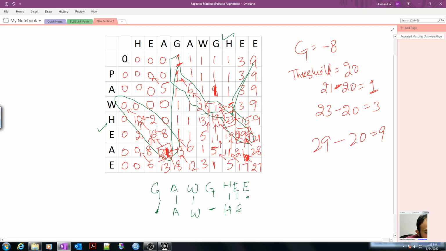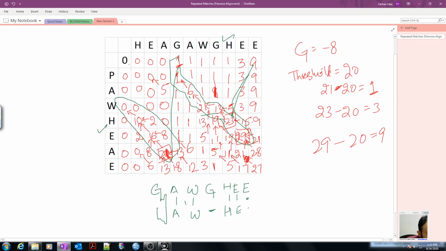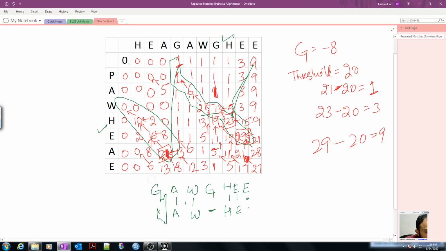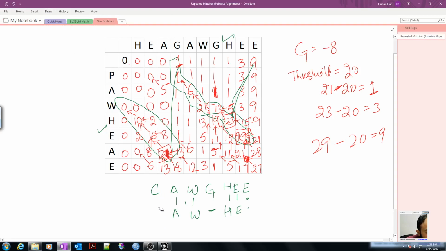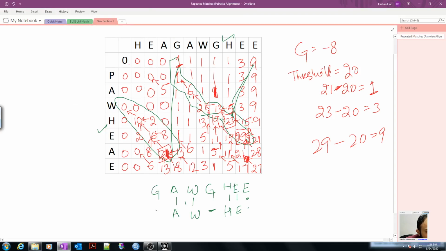then we will add a G and then a gap, right? And from G, now we have to jump again to this sequence, the maximum threshold, that is 21, and again we have to start aligning the sequence.